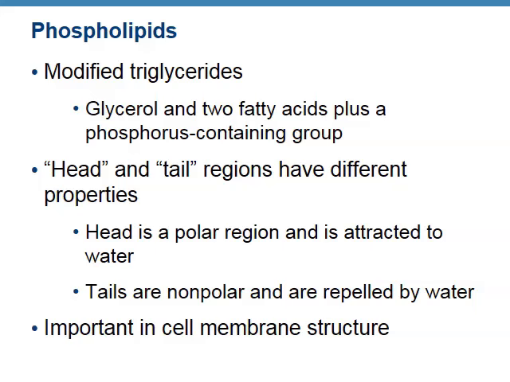The second group I want to talk about are called phospholipids. These are modified triglycerides. Instead of having 3 tails, they have only 2 fatty acid tails. Basically, they're going to have a head region and a tail region. So head region and 2 little tails. The head is the polar region. This likes water. And the tails down here are repelled by water.